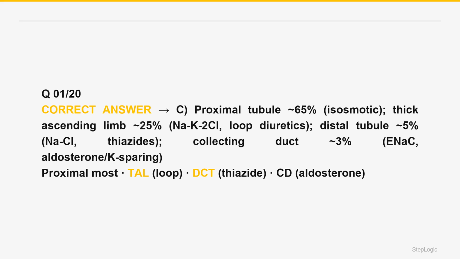The distal convoluted tubule reabsorbs about 5% via the sodium chloride cotransporter, the target of thiazide diuretics. The collecting duct, principal cells, reabsorbs the final about 3% through the epithelial sodium channel, ENaC, under the control of aldosterone. This is the fine-tuning site for sodium balance and the target of potassium-sparing diuretics. Amiloride blocks ENaC. Spironolactone blocks the aldosterone receptor. So most sodium is reclaimed proximally, in bulk, while the distal segments and collecting duct fine tune it under hormonal control. The proximal 65%, loop 25%, distal 5%, collecting duct 3% scheme with its diuretic targets is correct.